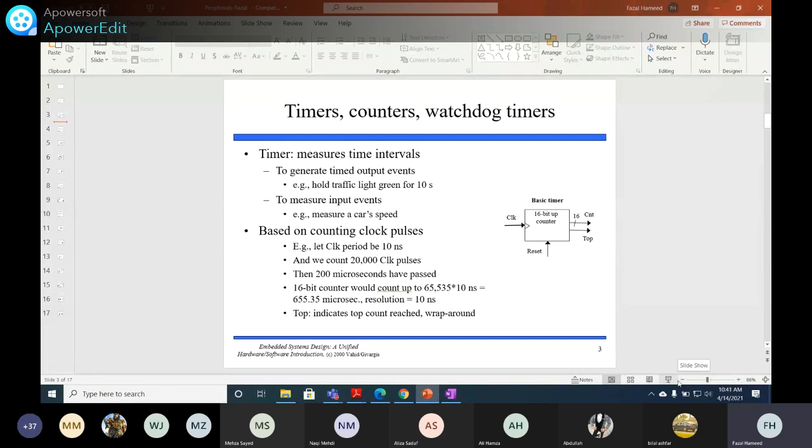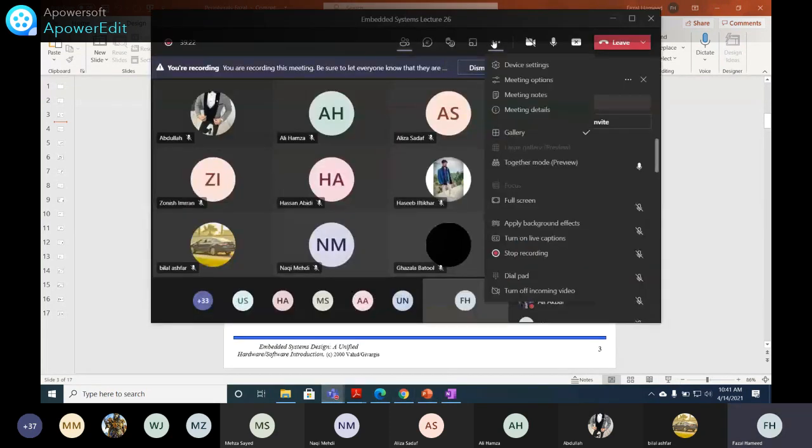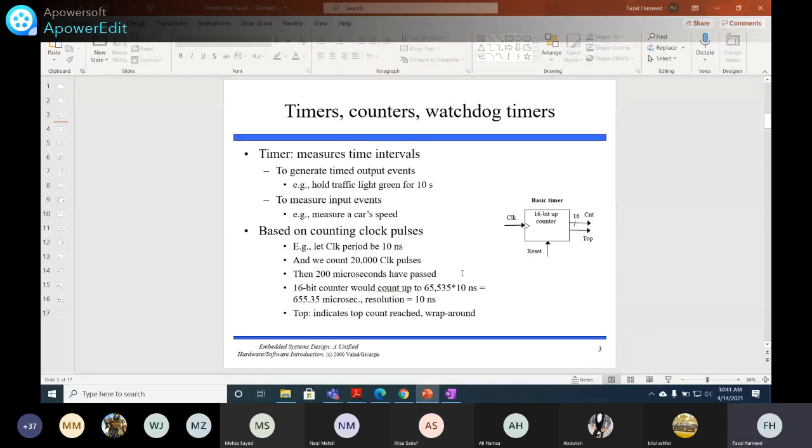Now let's assume that you have a traffic light and it's now red and now it will become green. The time for the traffic light to turn from red to green requires a delay. This delay can be generated using timers. Did you understand or not?